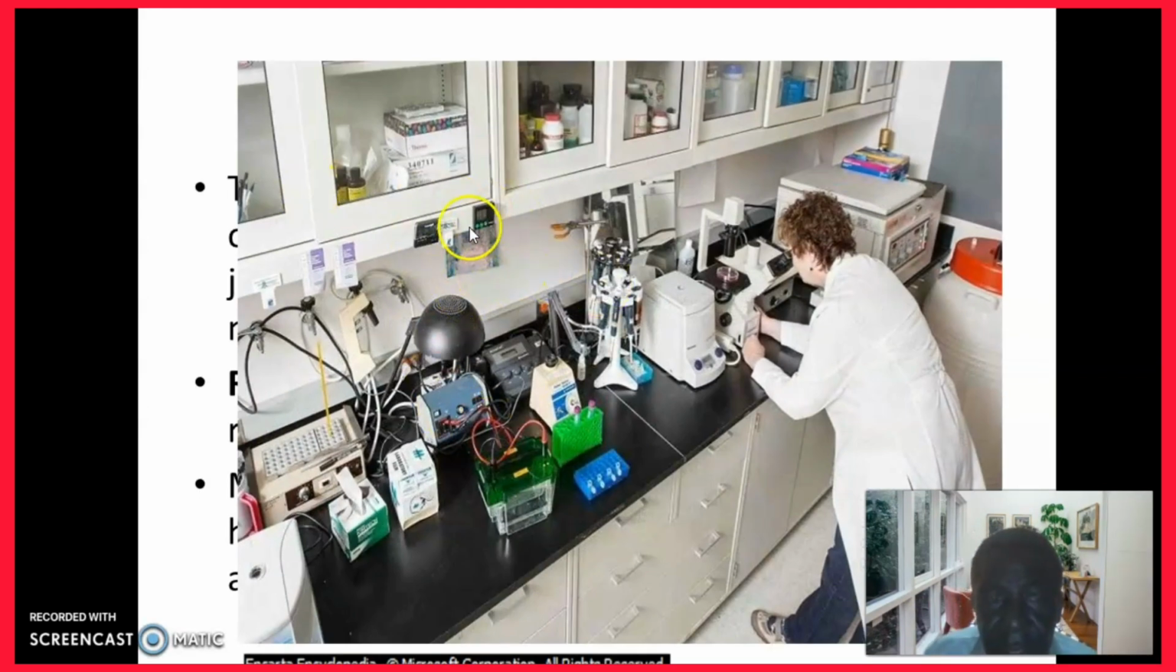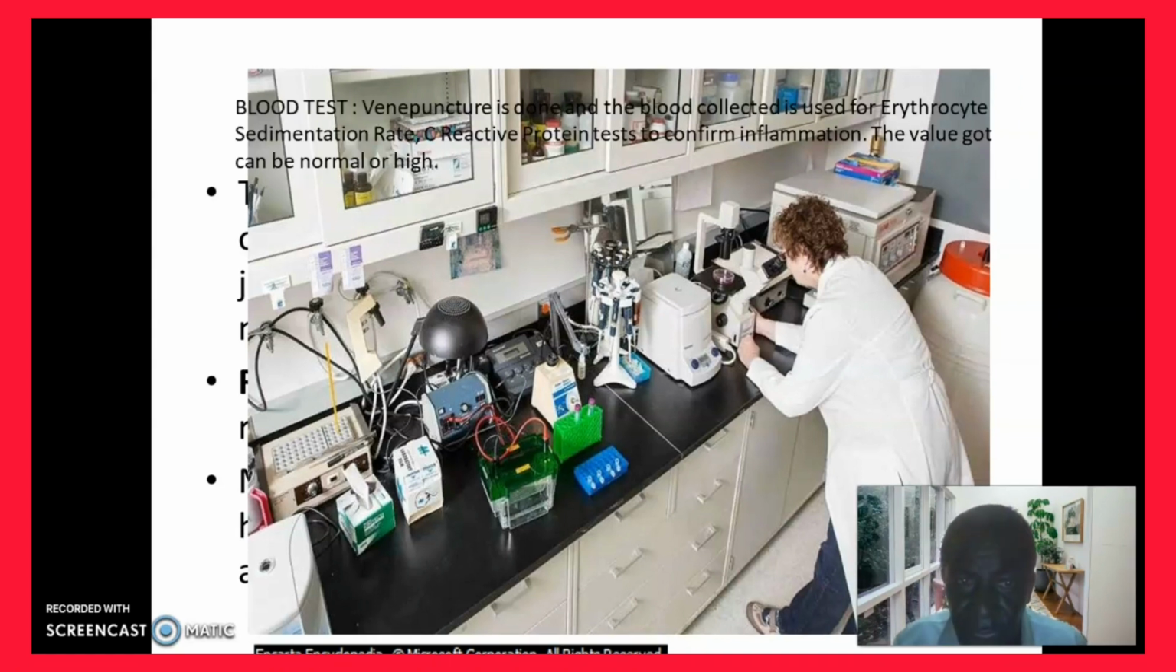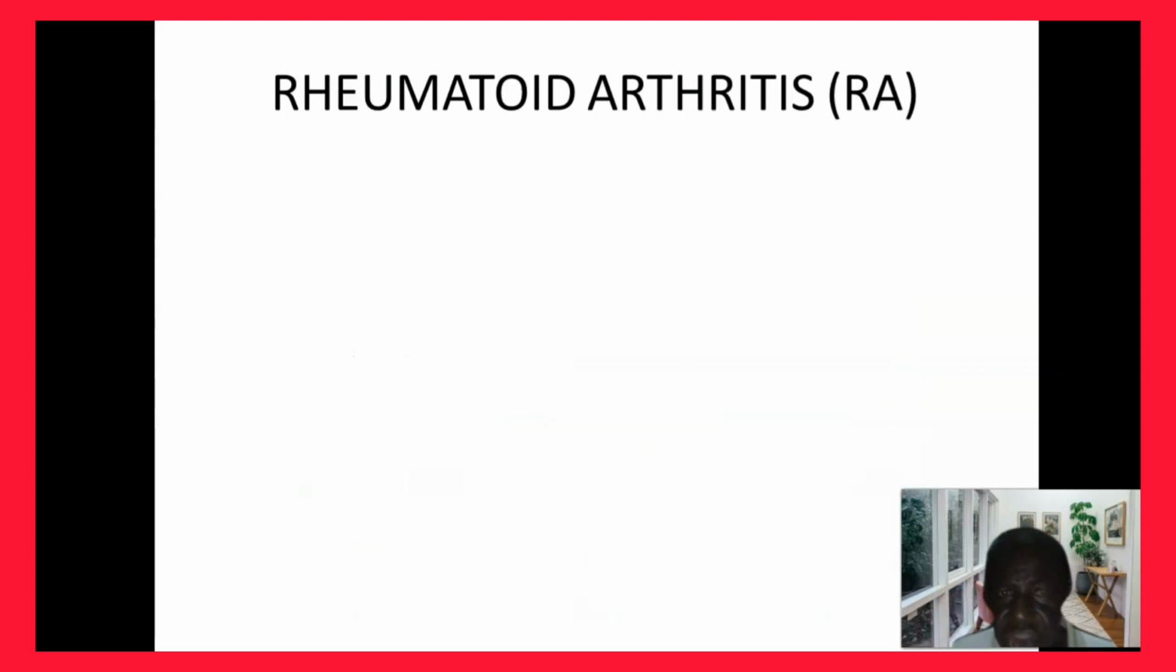This is the lab where the tests are done, the blood test and other things to really find out and confirm that it is osteoarthritis, more or less. The next one is rheumatoid arthritis.